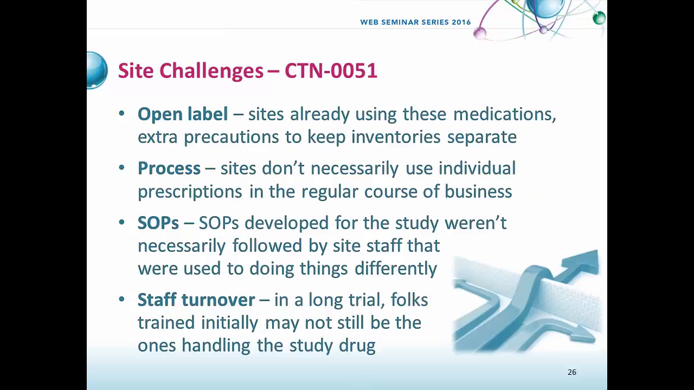So some of the challenges that we found in CTN 51 were mostly around implementing research infrastructure in a clinical setting. This is an open label study, and often the sites are using one or more of the medications in the regular course of treatment of their patients. We found we needed to be vigilant and often take extra precautions to keep the inventory separate. The documentation process for the study didn't necessarily match what sites were doing clinically. For example, some sites used standing orders and not individual prescriptions for dispensing medication. Sites developed local SOPs for the management of drug inventories and dispensing, but sometimes they weren't followed or conflicted with the prevailing culture of the clinic.